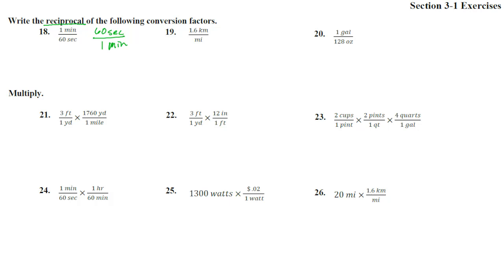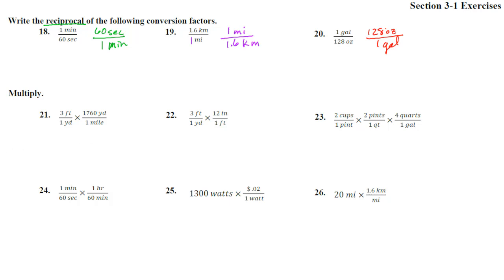So the reciprocal of number 19 is 1 mile. You can see there's a 1 down there for 1 mile: 1 mile for every 1.6 kilometers. Excellent. And the last one there, 1 gallon for 128 ounces, is 128 ounces for every 1 gallon. And the idea is in problems, you might use this one and you might use that one. It will depend on the problem whether or not you want to cancel gallons or cancel ounces on the top or the bottom.